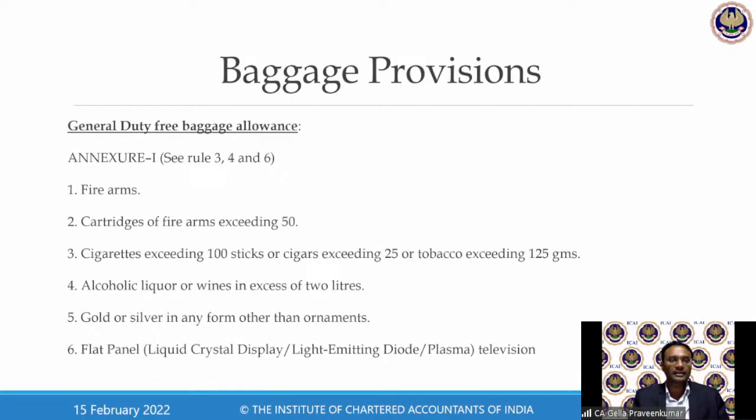Examination, please remember these items. Like 50, 100, 25, 125. So when I know a pistol, I can have up to 50. Cigarettes, 100 pieces. Cigar, 1/4 of that, 25. 100 plus 25, 125. Tobacco.